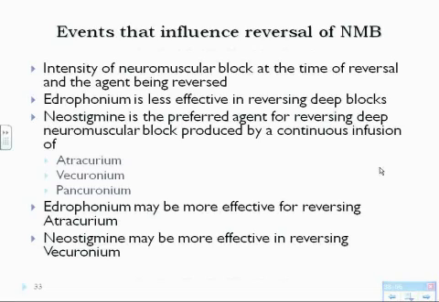What we find is that edrophonium is less effective in reversing deep blocks, which kind of makes sense because it's not as potent. Neostigmine is much more potent for reversing agents, things like continuous infusions of atracurium, vecuronium, and pavulon. Edrophonium may also be more effective in reversing atracurium for some reason, which is not entirely clear to me. It's why they stated that in the book. I was scratching my head when I saw that, but that's what the book says. But neostigmine is actually more effective against the longer-acting agents, which sort of makes sense to me.